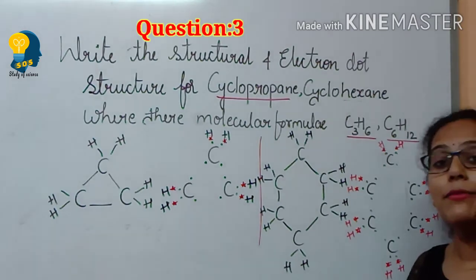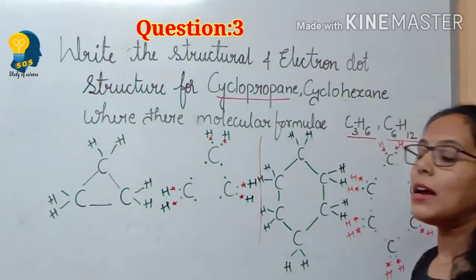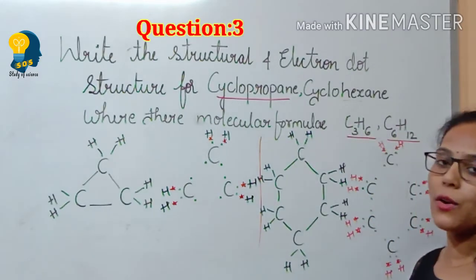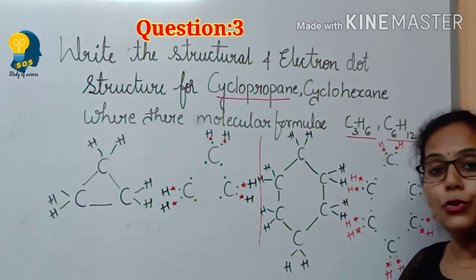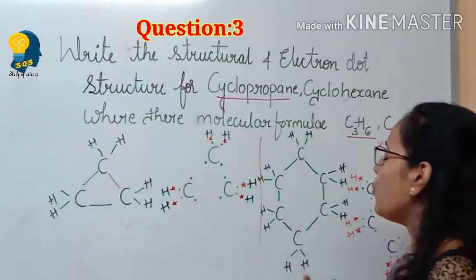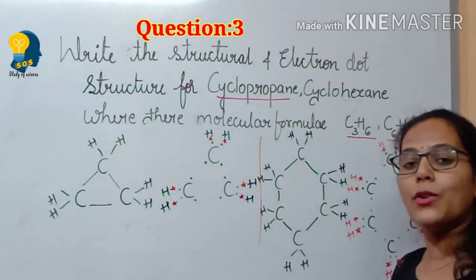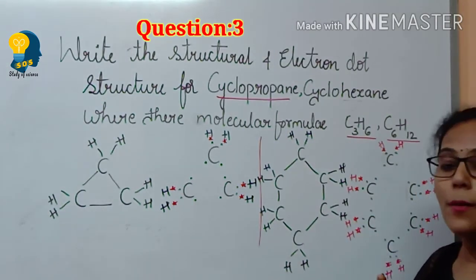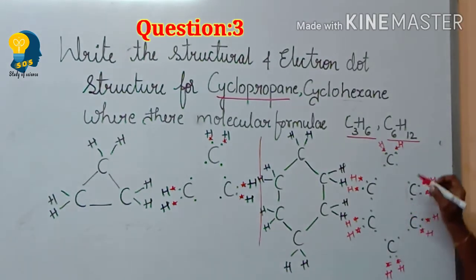Please keep in mind the valence electron. Previously I told you that there are certain steps which we have to follow to write the electron dot structure. First you know the atom, should know the atomic number, followed by electronic configuration, and then you must know the valence electron for that particular atom. Here for the carbon the valence electron is 4 and for hydrogen it is 1. So see, I have written 4 electrons for carbon.